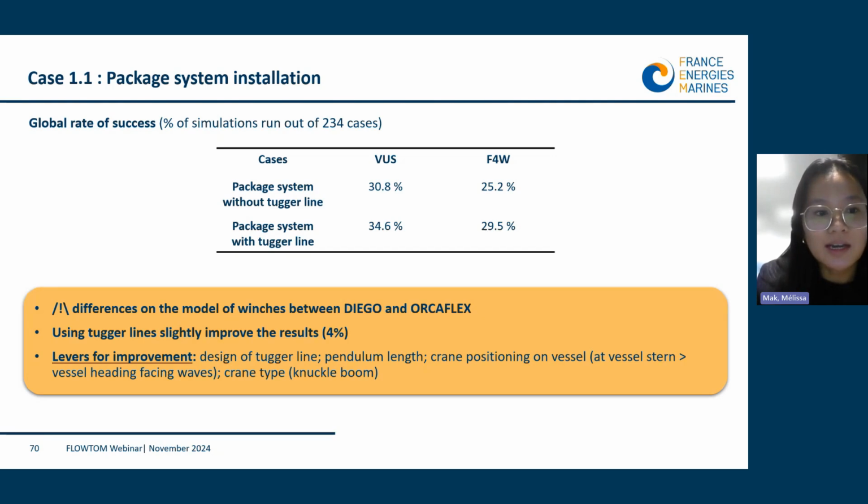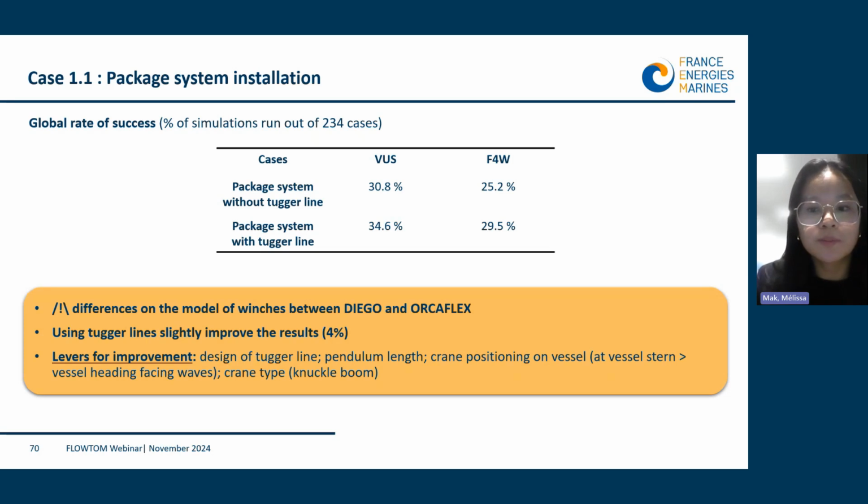And when we added the tugger line, we slightly improved the result by 4%. We know for this case that there is still room for improvement, particularly in controlling the package motion. The possible adjustment that we could do in our simulation is the design of our tugger line.